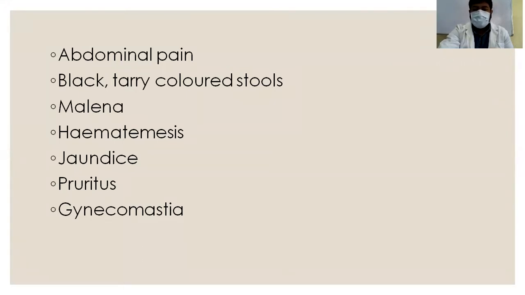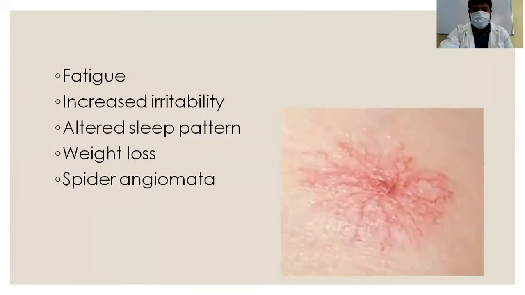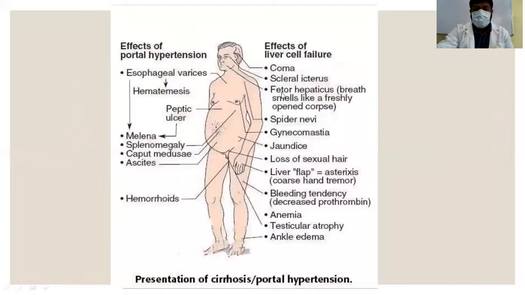I'll show you a picture where it depicts all the signs of liver cell failure. See, these are the grades of gynecomastia. This is grade 1, grade 2, grade 3, and grade 4. And what are the other features? Fatigue, increased irritability, altered sleep pattern, weight loss, loss of appetite, and spider angiomata. See, here you can see the spider angiomata. See, these are all the features of portal hypertension.